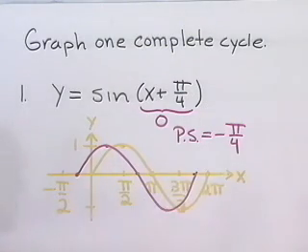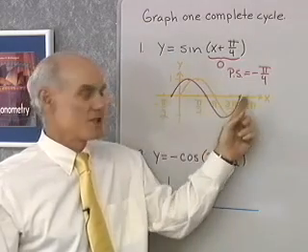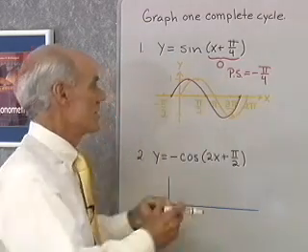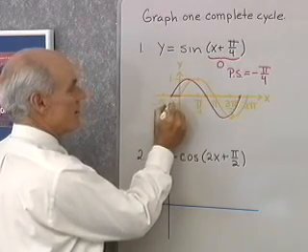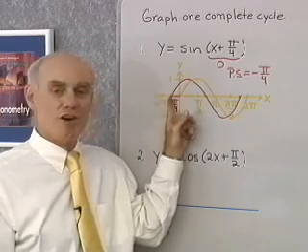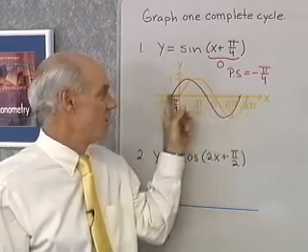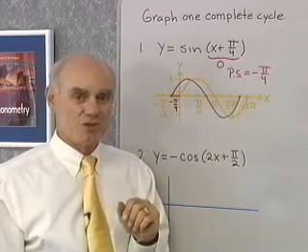And some people like to say, well, the graph of y equals sine of x plus pi over 4 leads the graph of y equals sine x by pi over 4 units. So you can see the phase shift right here, negative pi over 4. The sine curve starts at 0 at negative pi over 4 and then goes through one complete cycle. One complete cycle hasn't changed, it's still 2 pi units.